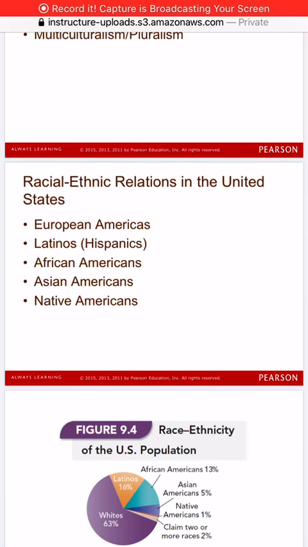Okay. So let's move on to talk about the different minority groups that exist in the United States. African American, Latino, Asian American, Native Americans, and even white ethnics are some of the largest minority groups that exist within our country. So we're going to begin to break this down a little bit more so that you have a better understanding of each of these individual groups.